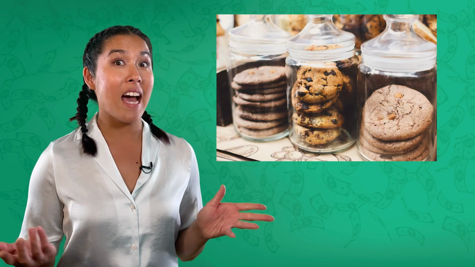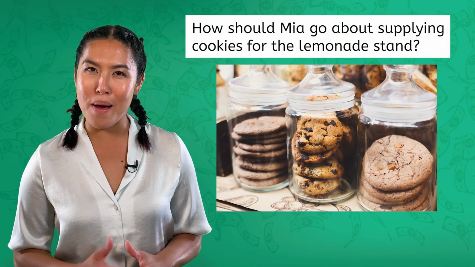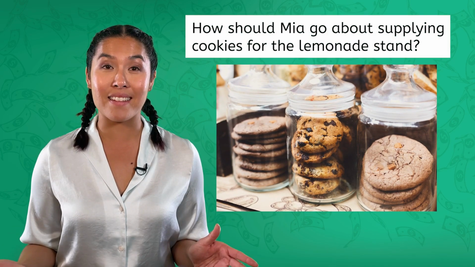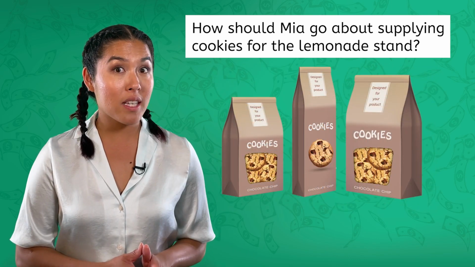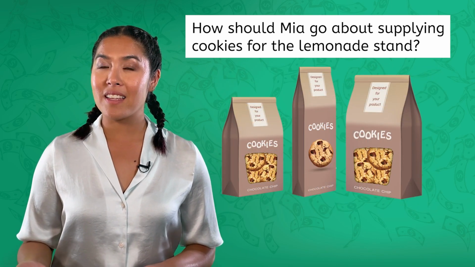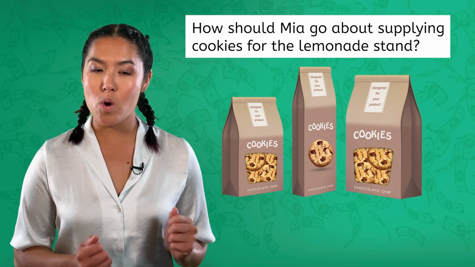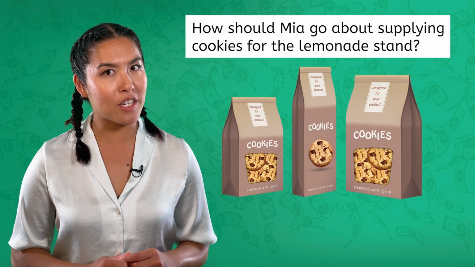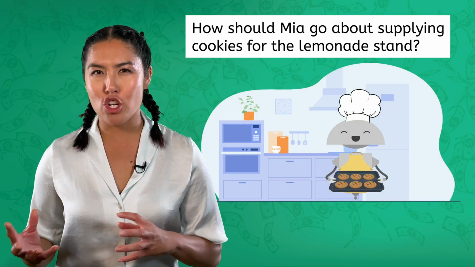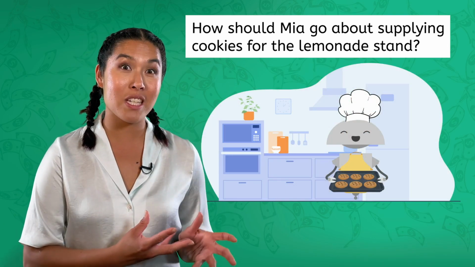So, back to Mia expanding her operations. She's gotten very good at being profitable in the lemonade business. Now she's thinking about selling cookies as a way to increase her revenue. But how should Mia go about supplying cookies for the lemonade stand? Should she buy pre-made cookies that she can then sell? There are pretty good options on the market if she decides to go that route. Or Mia can sell homemade cookies, but should she make her own cookies or find someone she can trade with?